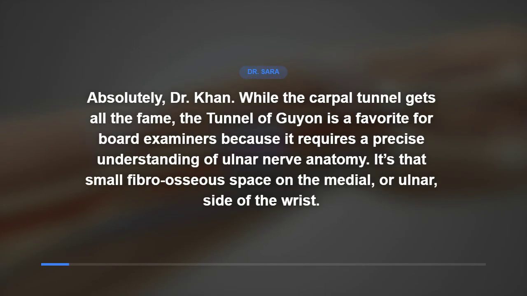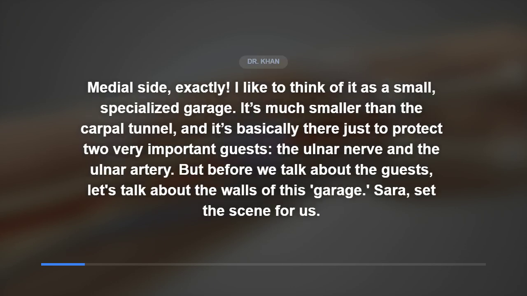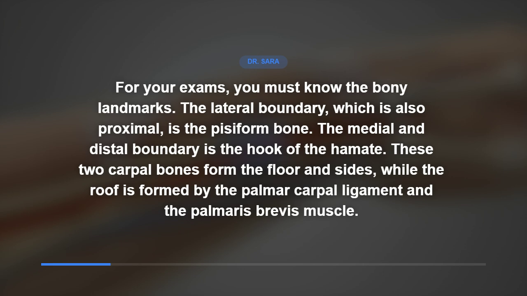Absolutely, Dr. Khan. While the carpal tunnel gets all the fame, the Tunnel of Guyon is a favorite for board examiners because it requires a precise understanding of ulnar nerve anatomy. It's that small fibro-osseous space on the medial, or ulnar, side of the wrist. Medial side, exactly. I like to think of it as a small, specialized garage. It's much smaller than the carpal tunnel, and it's basically there just to protect two very important guests, the ulnar nerve and the ulnar artery. But before we talk about the guests, let's talk about the walls of this garage. Sarah, set the scene for us.